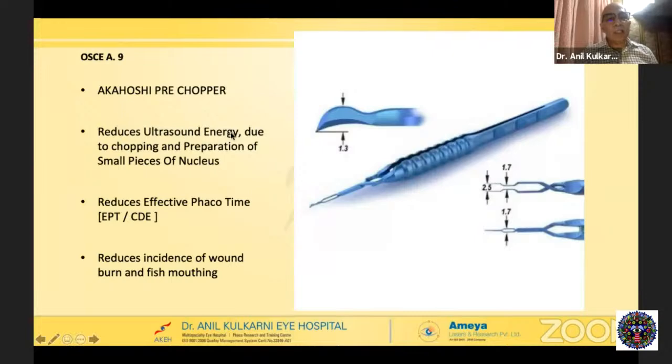This reduces the energy due to chopping and preparation of small pieces of nucleus. That's why the total time requirement, what we call EPT or CDE, is reduced because of the use of this instrument. And this obviously reduces the incidence of wound burn and fish mouthing, which is possible because of excessive energy which is used.